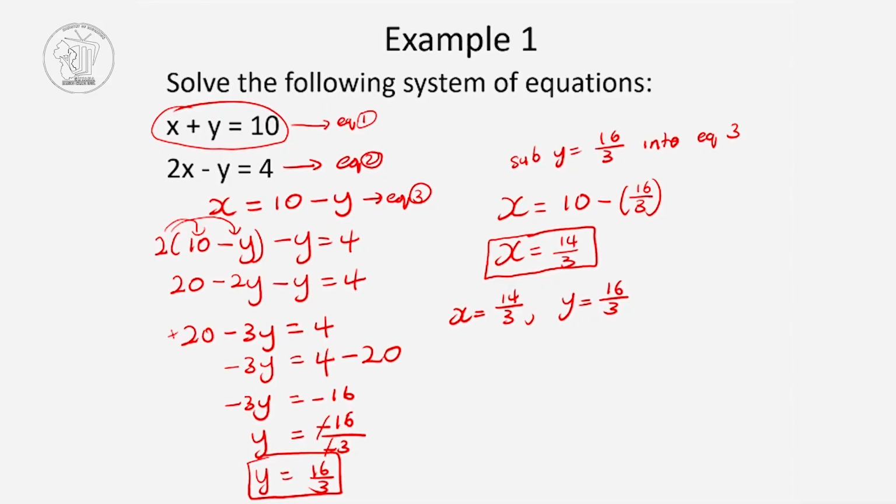So instead of x plus y is equal to 10, we know x is equal to 14 over 3 plus y, which is 16 over 3, should be equal to 10. So the denominators are the same, so 14 plus 16 will give you 30 over 3 is equal to 10. 30 divided by 3 is 10, is equal to 10, so that checks out for equation 1.